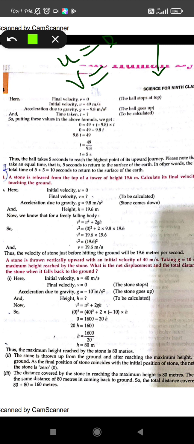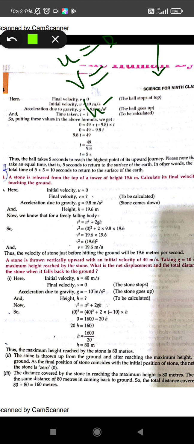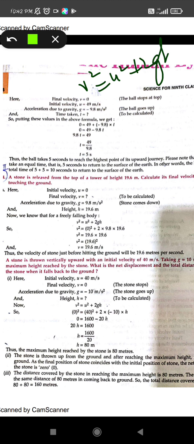So a stone is released from the top of a tower of height h = 19.6, and g will be taken as positive, so +9.8, because it is coming downwards and gravity is also acting in the downward direction. Now we have to find v. What are the formulas? The third equation of motion or the second? In the second, time is required, but here the time is not given, so we will be using the third equation of motion, that is v² = u² + 2gh.